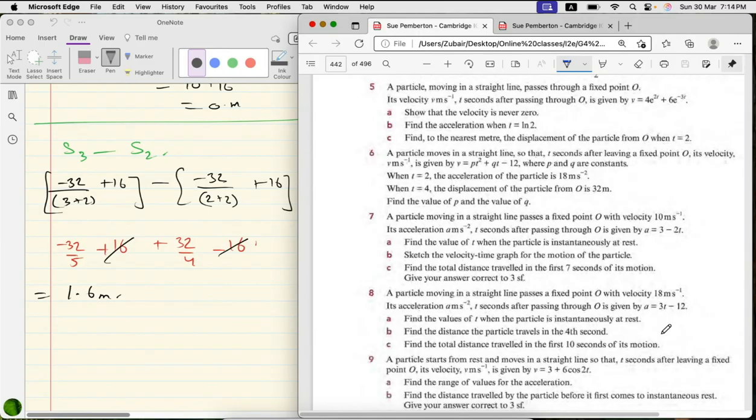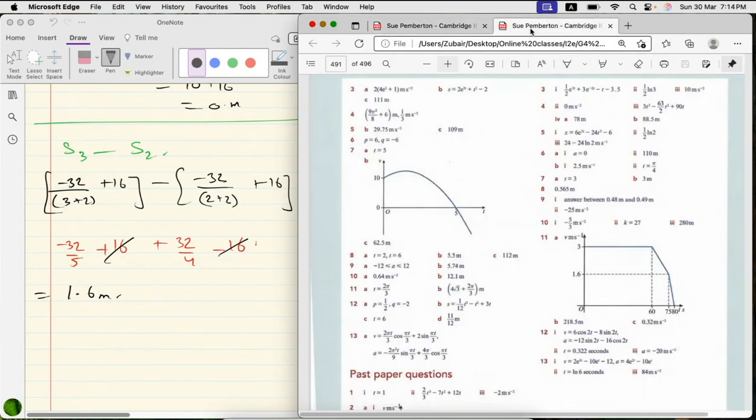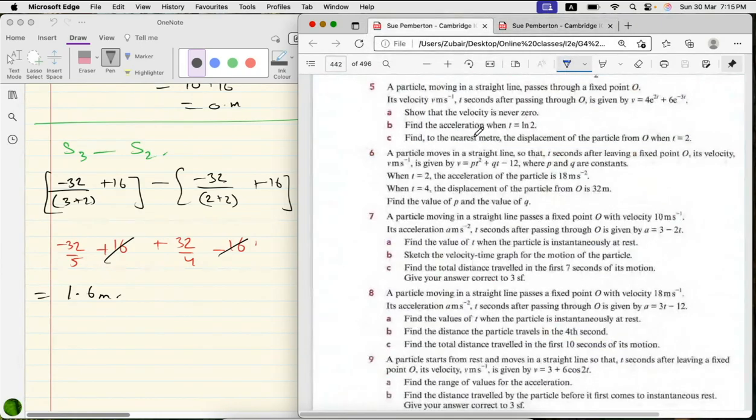So basically, acceleration at t equals ln 2 is 119/4, and the displacement at t equals 2 is approximately 109 meters. Correct. That's correct.